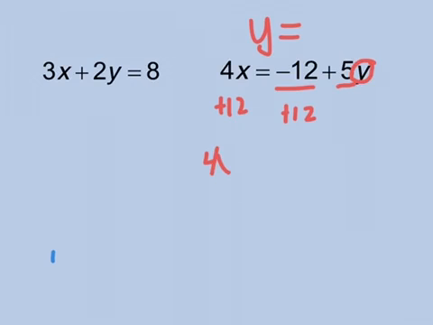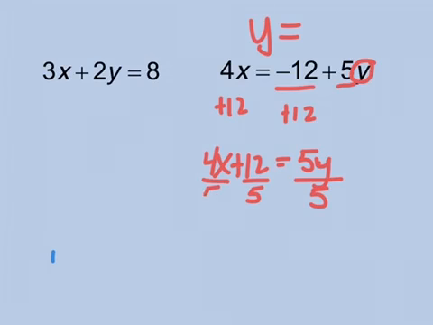And now we have 4x plus 12 equals 5y. Next, we want to get rid of the 5. So we divide by 5, then cancel, and we get 4/5 x plus 12/5 equals y. Now we have an equation that we can put in the calculator if we need to.